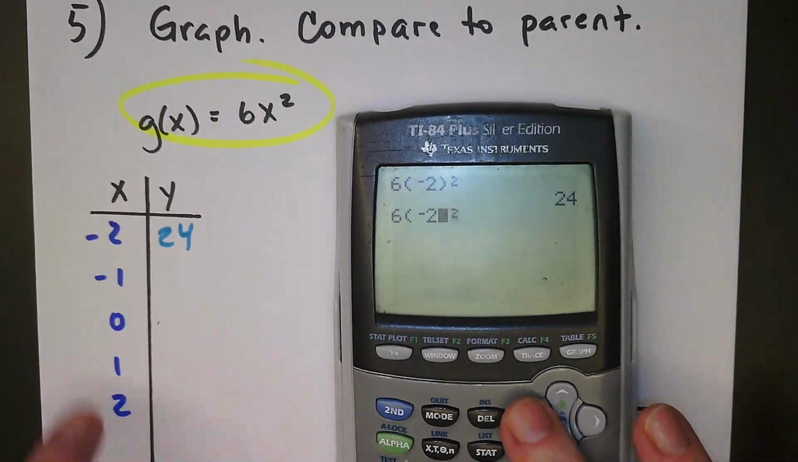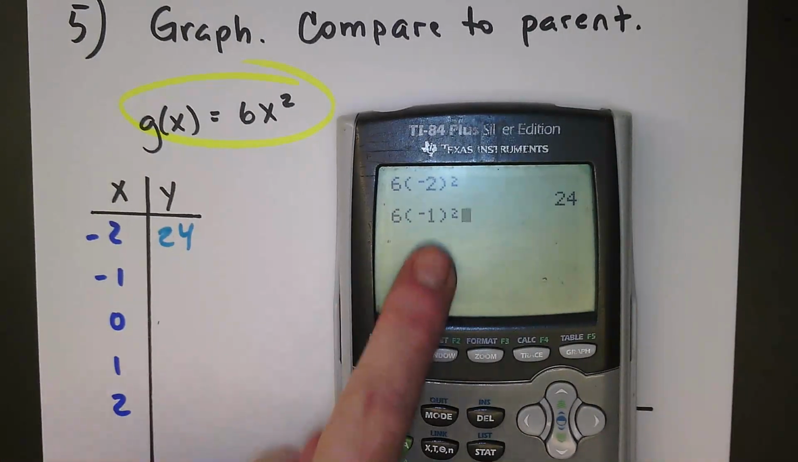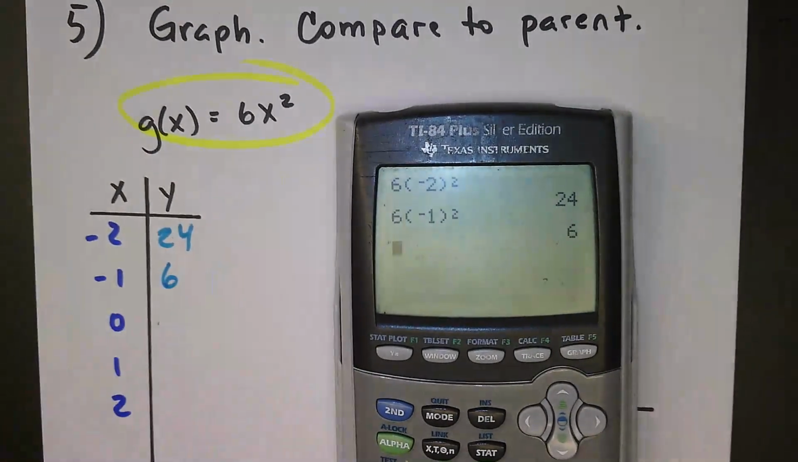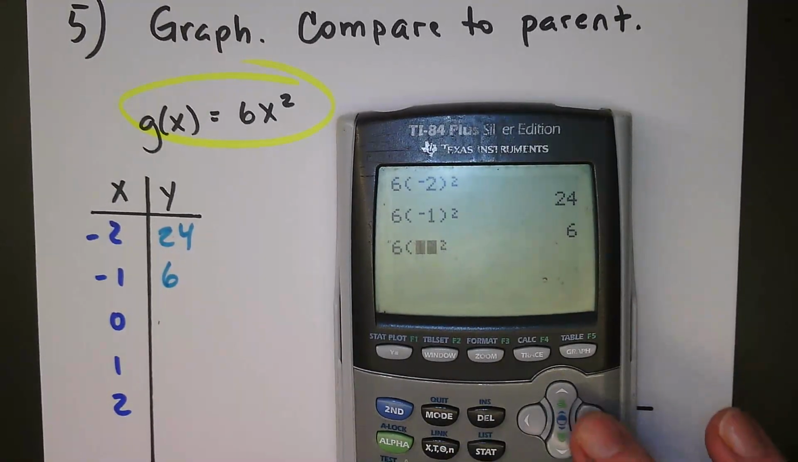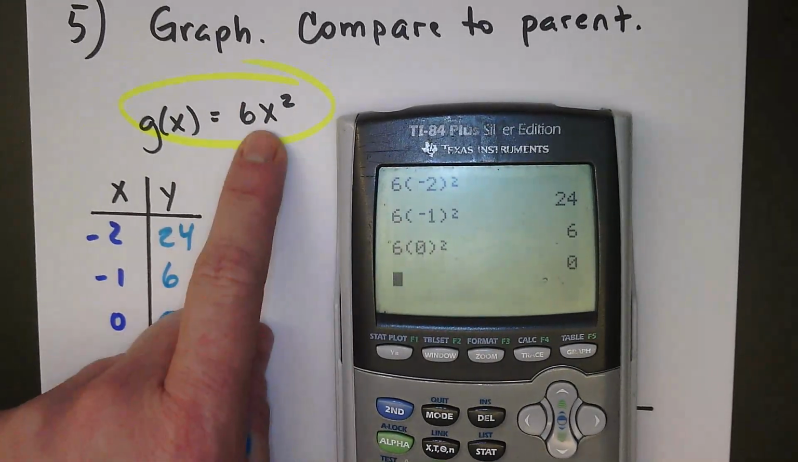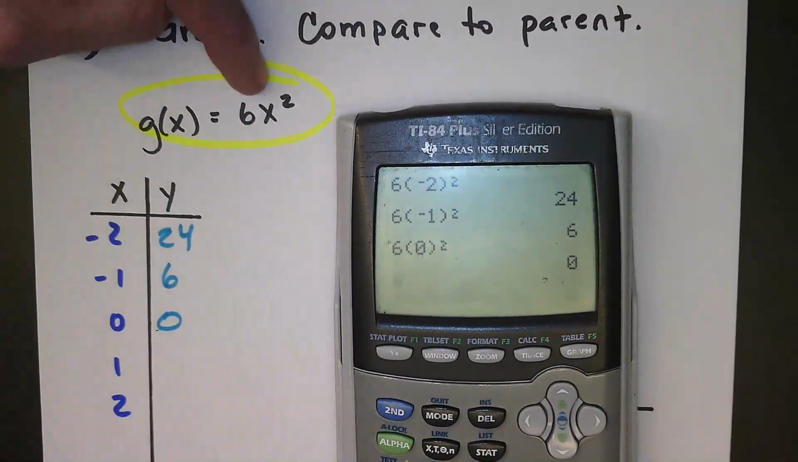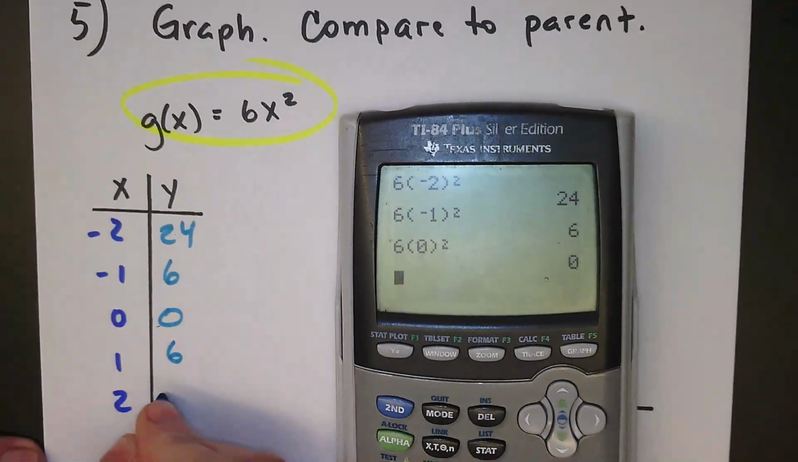I can repeat that process, and I'm just going to change this to a -1. 6 times -1 squared. When I input 0, this is kind of nice. The whole thing is going to become 0, right? When I input 1, it's 6 times 1 squared. I don't really need a calculator at this point. 1 squared is 1, times 6 is 6. 2 squared is 4, 6 times 4 is 24.